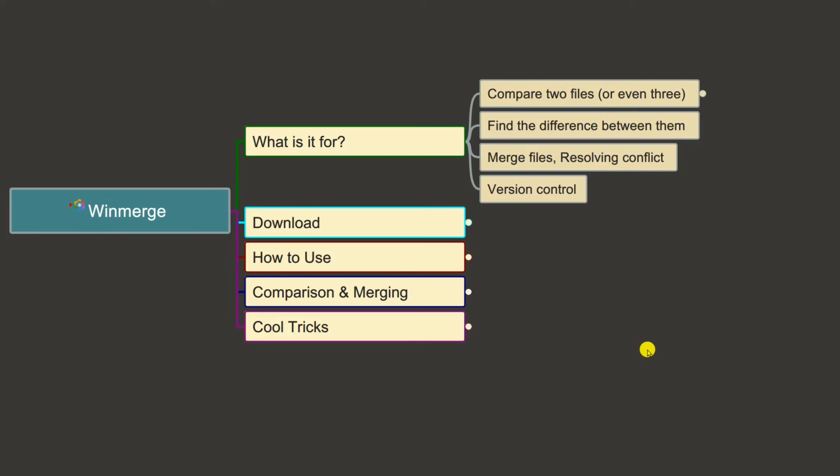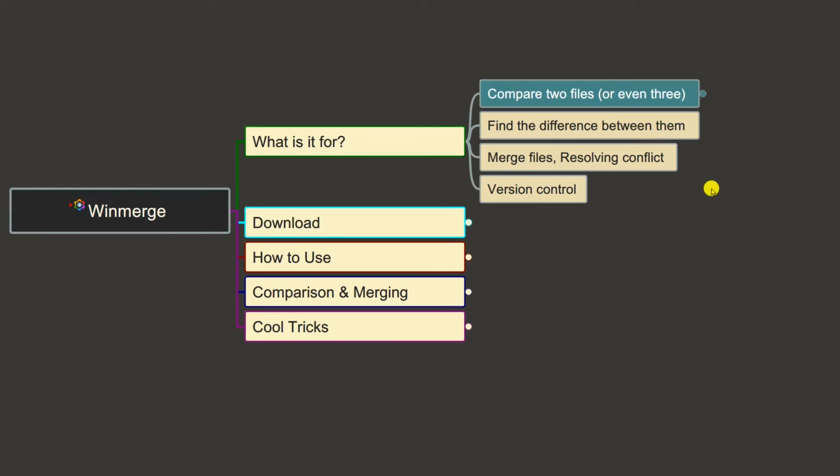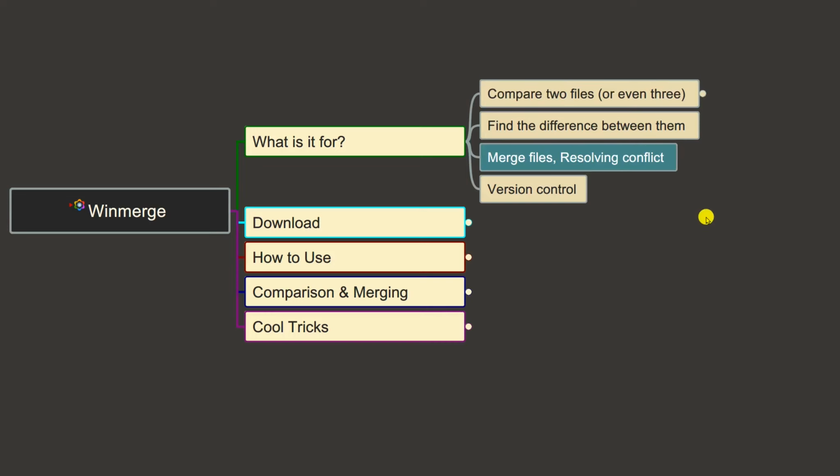It is free to use. It's open source, so you can compare two files and even three files if you have three different changes of the same file. Then you can compare three of them together, though it might be a little tricky. Usually the most common practice is just to compare two files. You can also resolve conflicts. For example, if you have a Git or SVN version control or repository and there's a conflict between the files because of the changes, you can resolve that conflict using Winmerge.